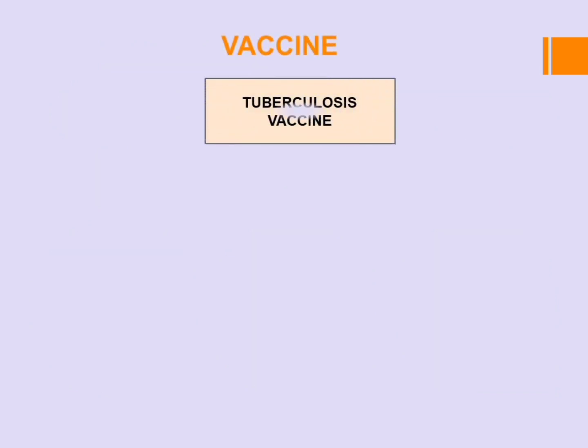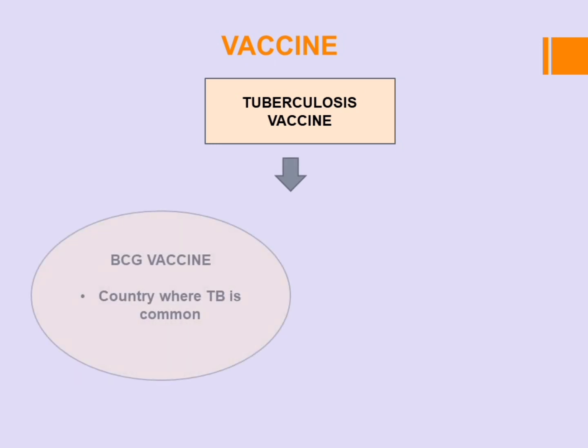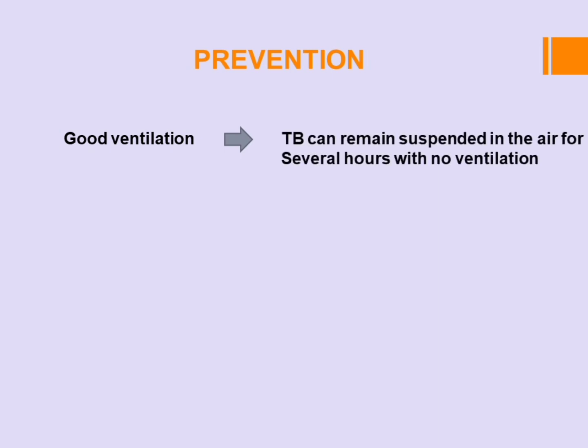Tuberculosis vaccine is commonly known as BCG vaccine. Children in countries where TB is common often get the BCG vaccine. TB can be prevented by good ventilation, natural light, and good hygiene.